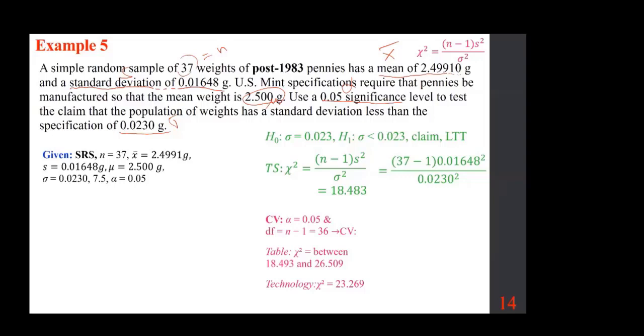In a matter of comparison, as you can see, even though we don't have the answer, we know for sure the critical value is larger than 18.493. Even that one is larger than the test statistic. That means it puts us in the rejection region.